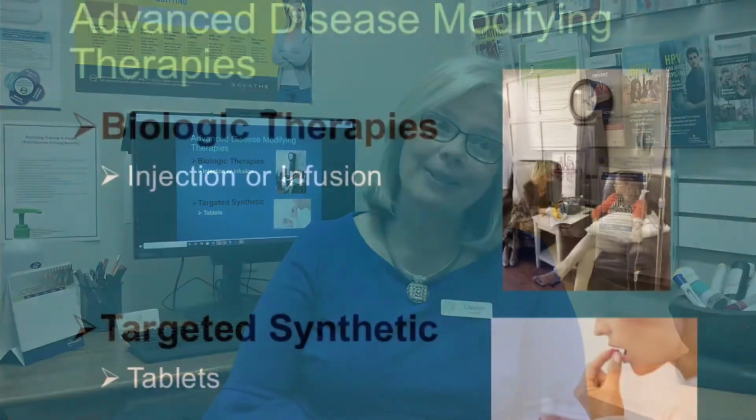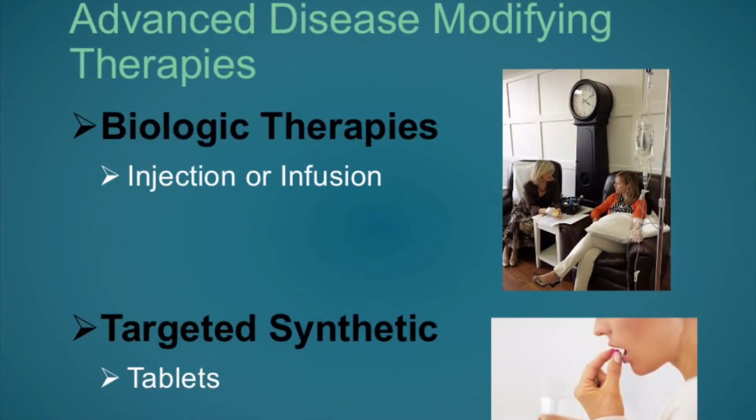We have two main types of advanced therapies. One being our biologic treatments. People often refer to these as BDMARDs, so biologic disease modifying anti-rheumatic drugs, big word. Biologics are protein-based medications, and for that reason we can't swallow them. They're given by either injection or an infusion.